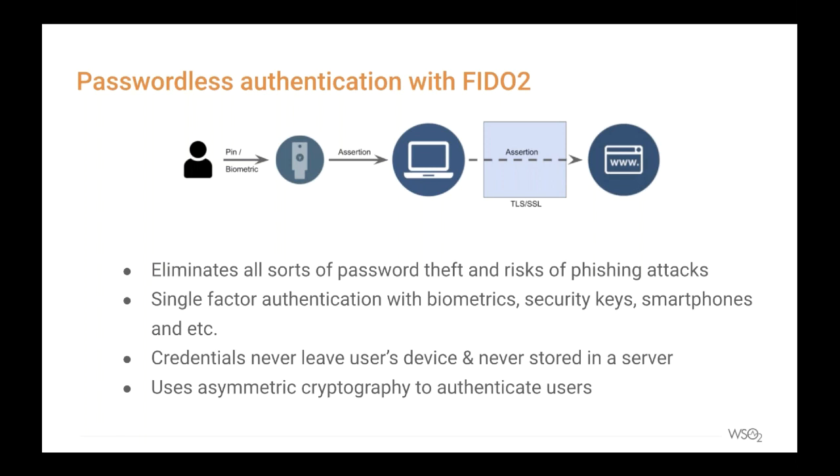During the authentication process, when the user makes the request to login, the user will be prompted to provide a PIN or biometric. This triggers the authenticator to send an assertion to prove that the user possesses the private key. Then, the relying party validates the assertion against the public key and allows the user to log in upon successful validation.